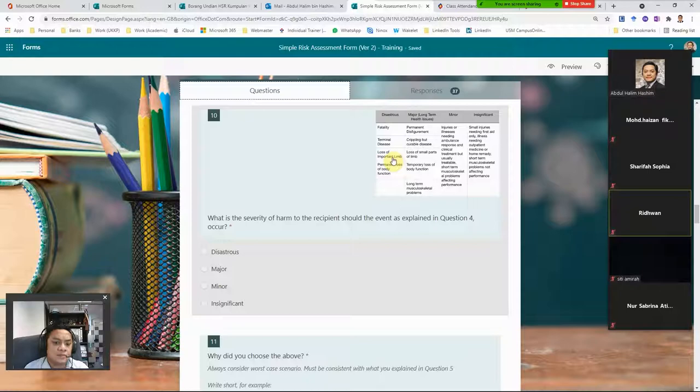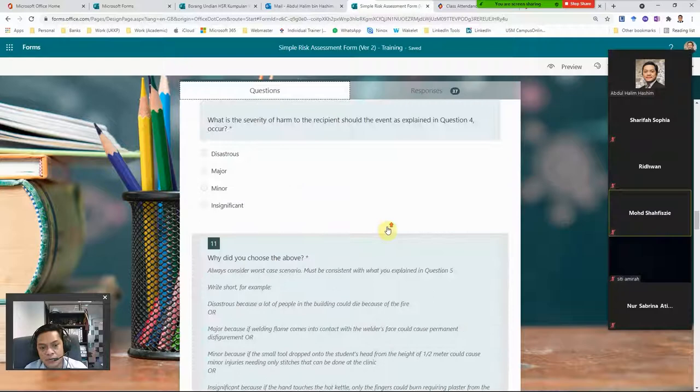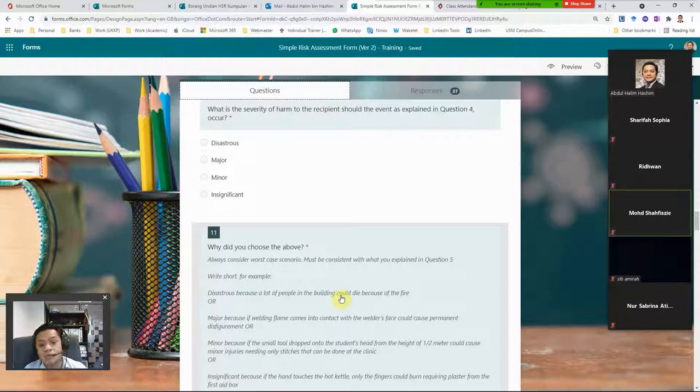Again, this is not a lottery. You cannot just guess, because I will read it and I will think logically. So, question 11 will ask you why you choose that one. If you choose disastrous, then tell me why. Your opinion, why you choose that. So, I choose disastrous because, and there are a lot of examples that have been given.